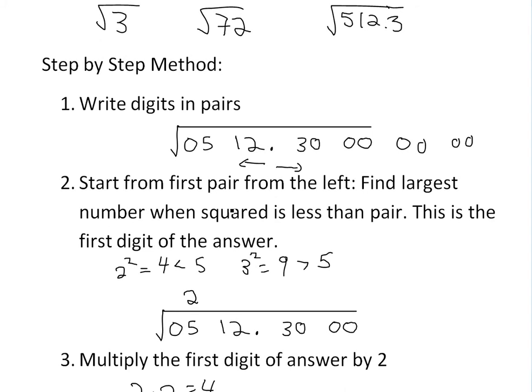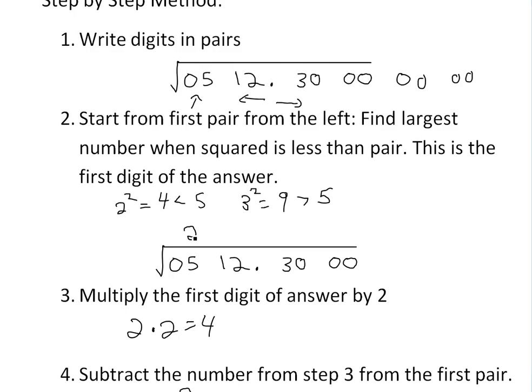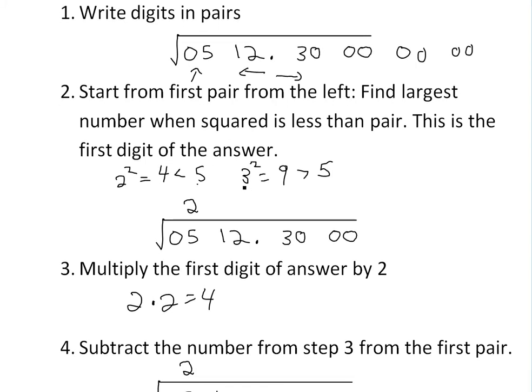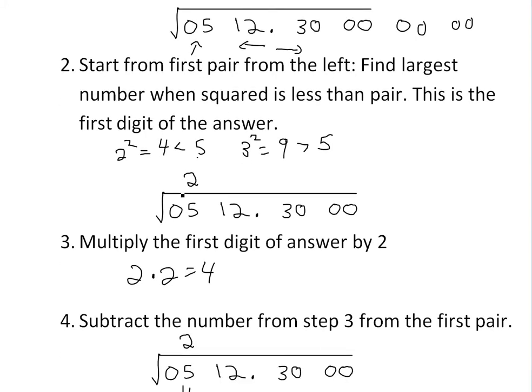So you start from the first pair from the left, which is the 0, 5, and find the largest number that, when squared, is less than this pair. This is the first digit of the answer, and you write it on top. In this case, the answer would be 2 on top, because 2 squared is 4, which is less than 5. But 3 squared, the next digit, just slightly higher than 2, is equal to 9. That's greater than 5 right there. Remember, we're only looking for whole integers right here. So it's going to be 2 squared, because that's 4, and then subtract.